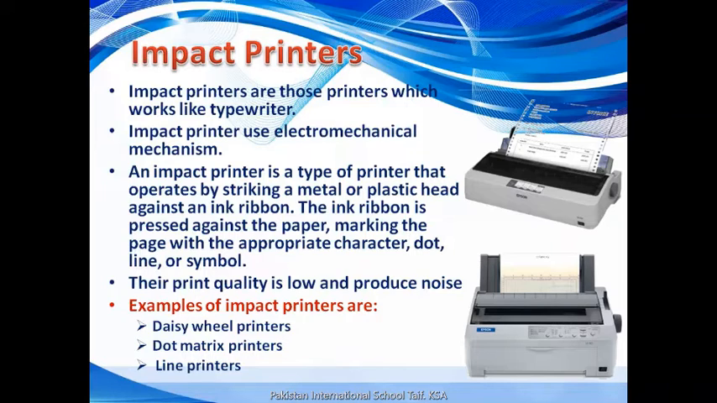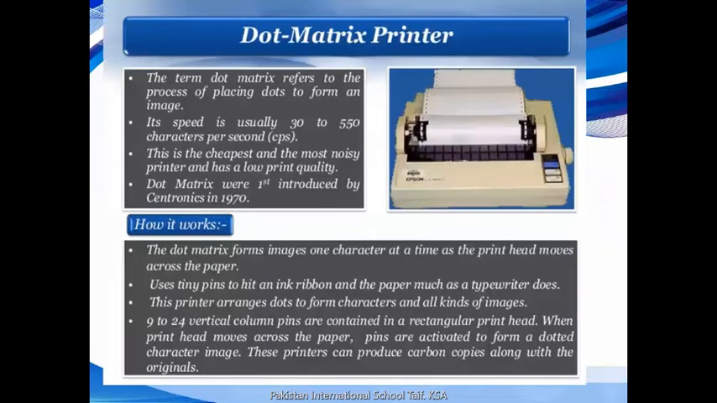A hammer always strikes over a ribbon, and the ribbon strikes over a page, and the paper gets the impression from the ink ribbon. So impact printers are slow and noisy, and work like a typewriter, which means they work slowly, character by character, and line by line. Examples of impact printers are daisy wheel printers, dot matrix printers, and line printers.